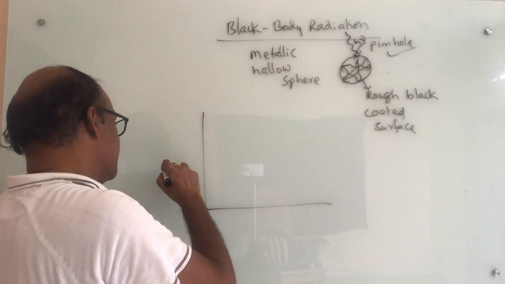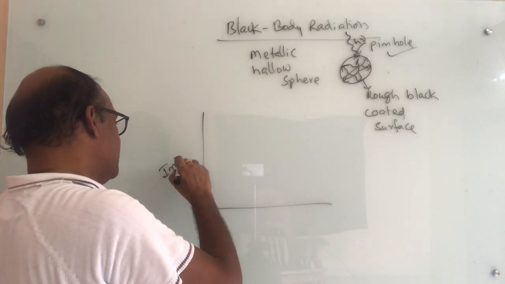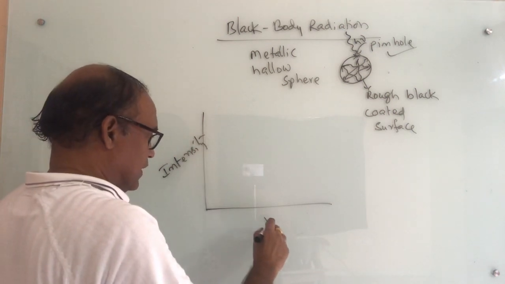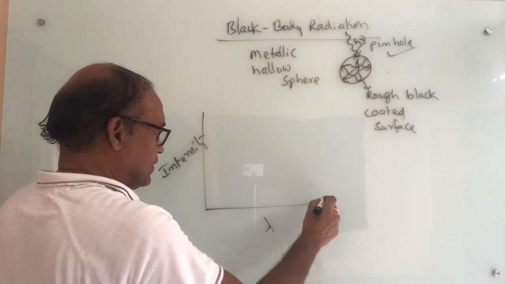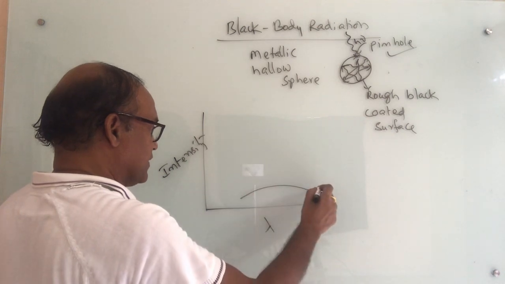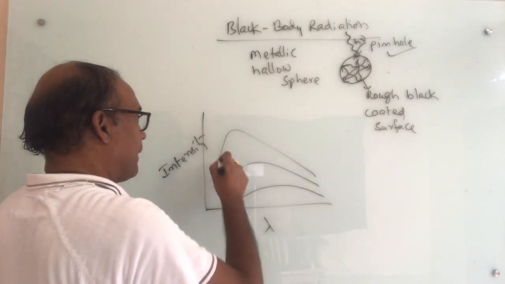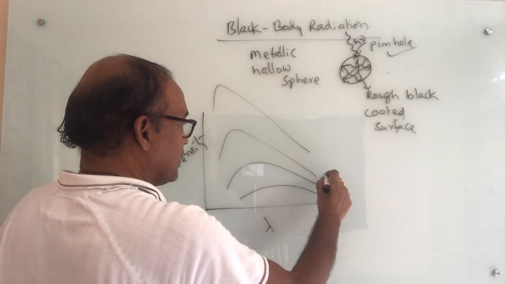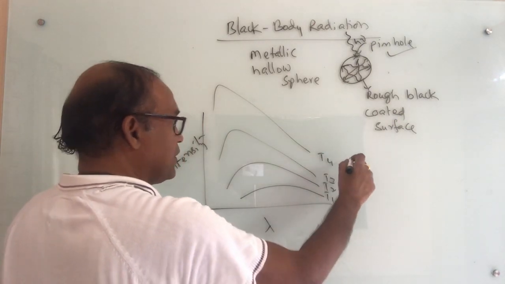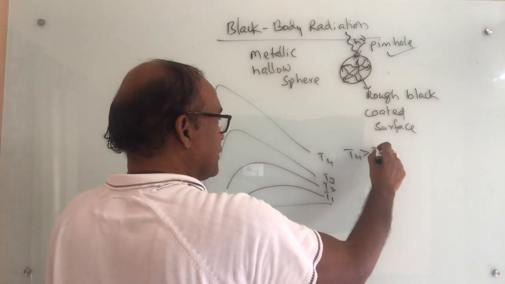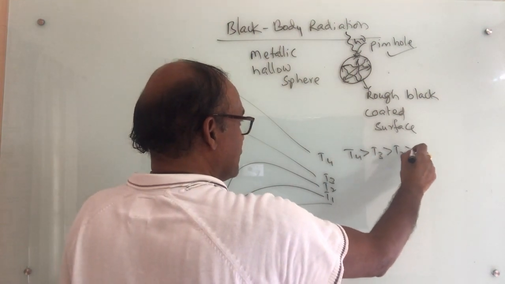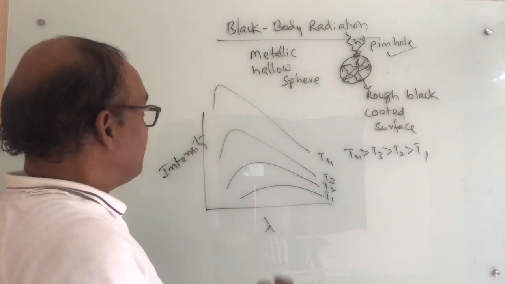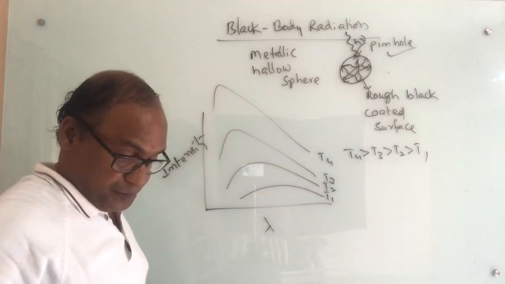This is the intensity of light and wavelength. The pattern of black body radiation looks like this. This is T1, T2, T3, T4. This is the pattern of black body radiation.